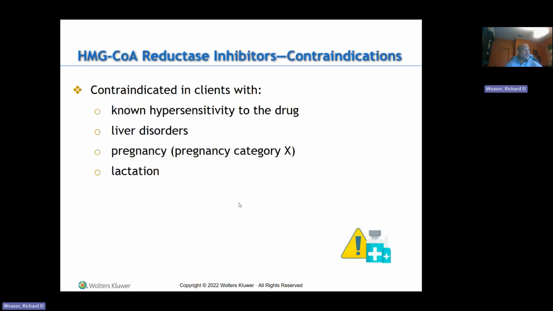All right. As far as contraindications for this medication: known hypersensitivity, of course, and liver disorders. This medication is heavily metabolized in the liver, so we certainly don't want to give it to a patient who already has a liver disorder. It is pregnancy category X, that's the highest level of warning, in pregnant women, as well as lactation. All right. Now, in some individuals with diabetes risk factors, these statin drugs may also elevate the blood glucose and hemoglobin A1C levels.